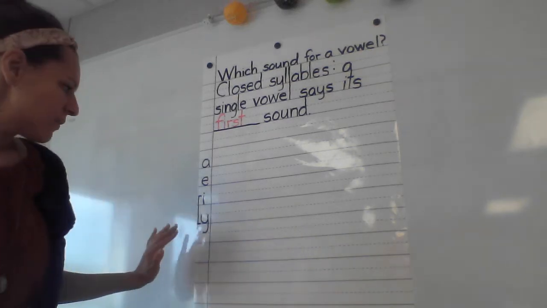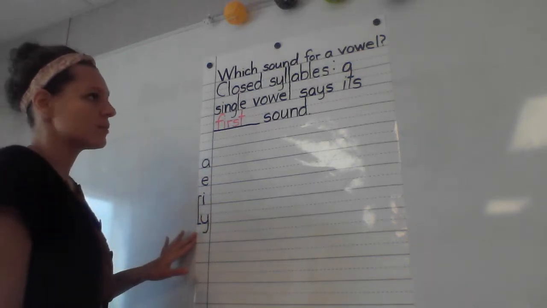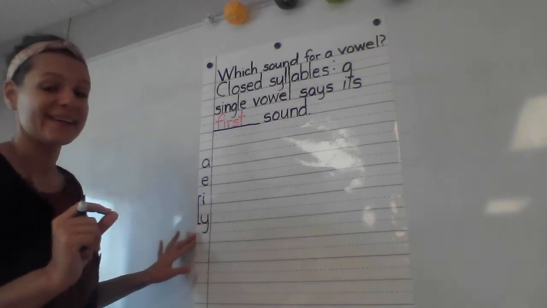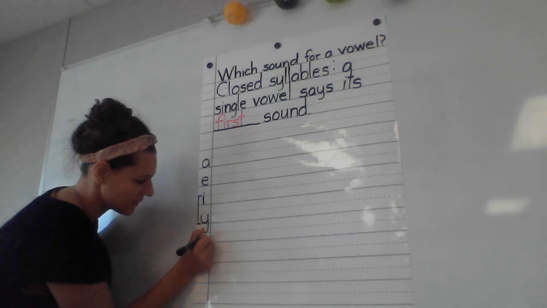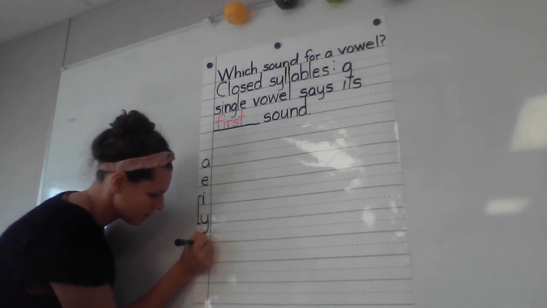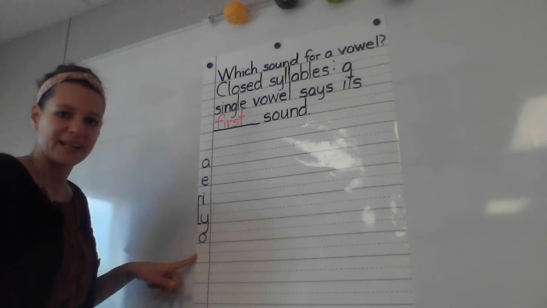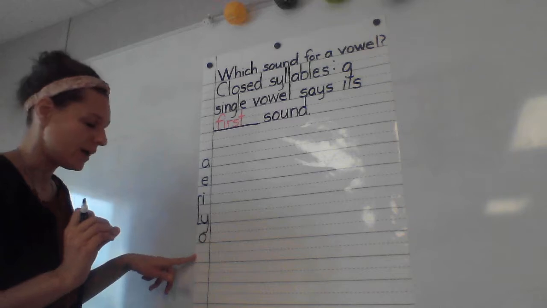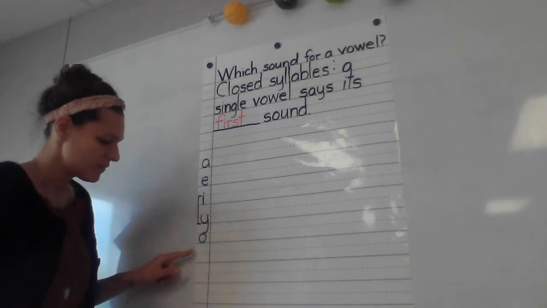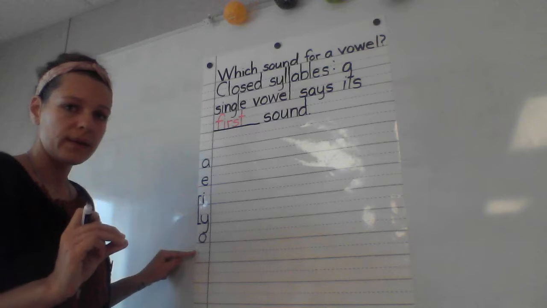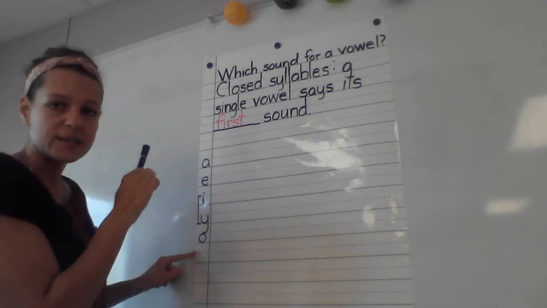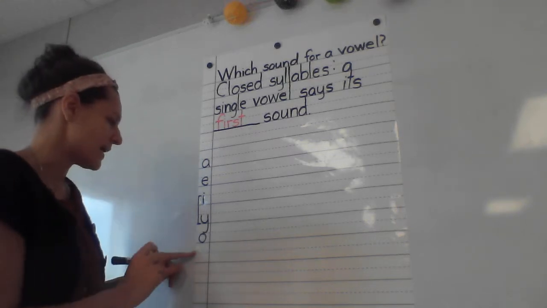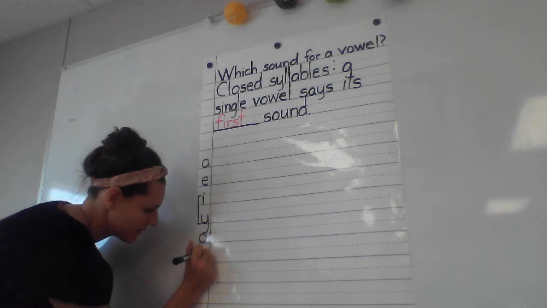What's the next vowel when I'm going through my alphabet? Tell me all of its sounds. Good, ah, o, oo. I'm going to put that one next. And what's my last vowel that I have not written up here yet? Good, u, oo. In a closed syllable, it's going to say which sound? Right, its first sound. We'll write this right here.